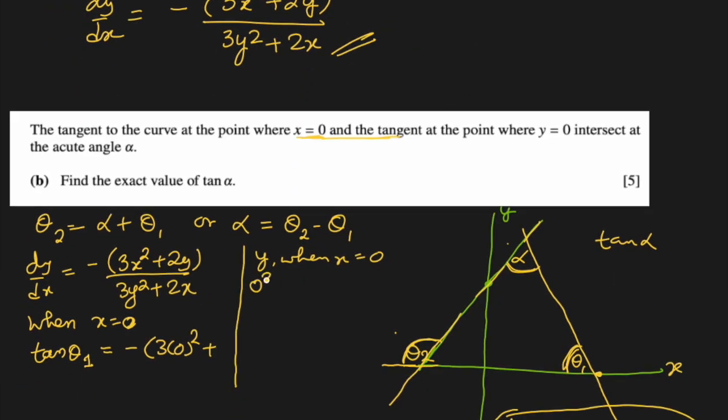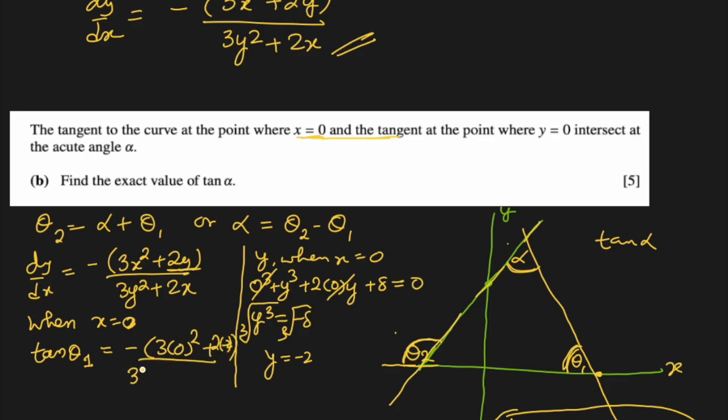x cube plus y cube plus 2xy plus 8 equal to 0. This is 0, this is 0. y cube equal to negative 8, and taking the cube root on both sides, y is minus 2. Go back to this: 2 minus 2 over 3 minus 2 square plus 2 times 0.